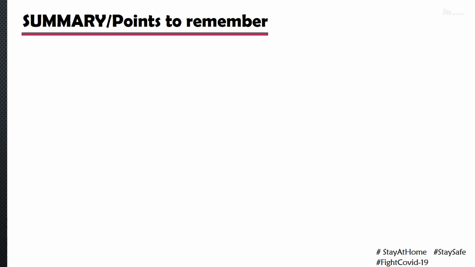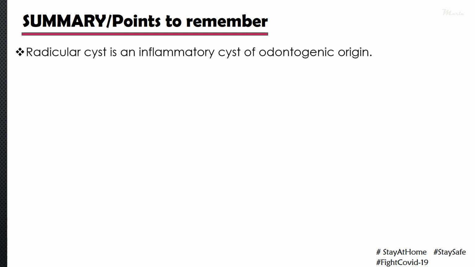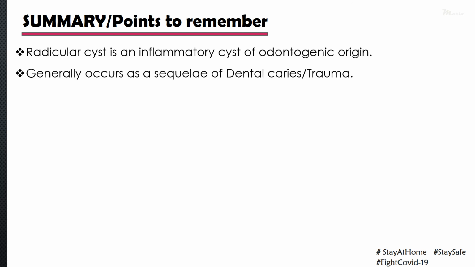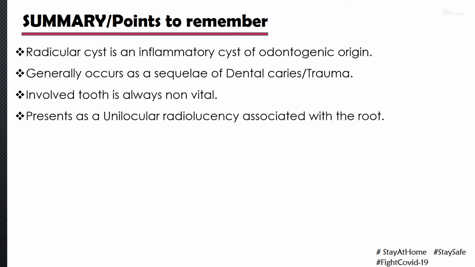So, this was the description of the radicular cyst and the residual cyst. To summarize, radicular cyst is an inflammatory cyst of odontogenic origin. It generally occurs as a sequelae of dental caries or trauma. The involved tooth is always non-vital. It presents as a unilocular radiolucency associated with the root of the tooth. Radicular cysts have a propensity for cortical expansion.